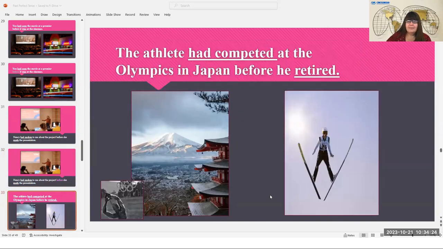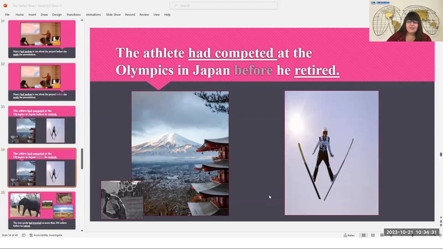The athlete had competed at the Olympics in Japan before he retired. So this athlete, he competed for many years in his life, but he had competed in the Olympics in Japan. And when that finished, or later after that, then he retired. He stopped competing. He retired. The athlete had competed at the Olympics in Japan before he retired.